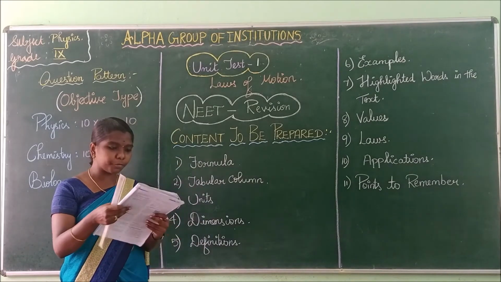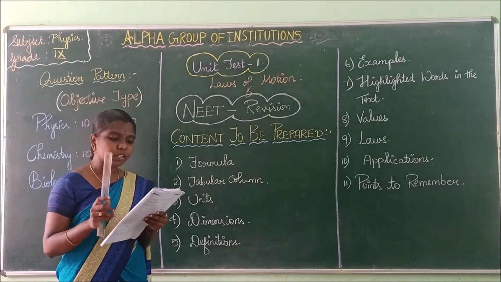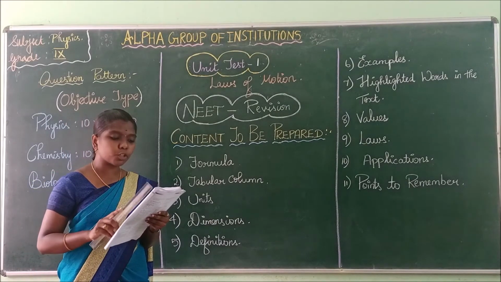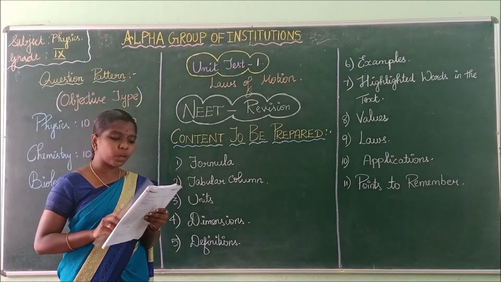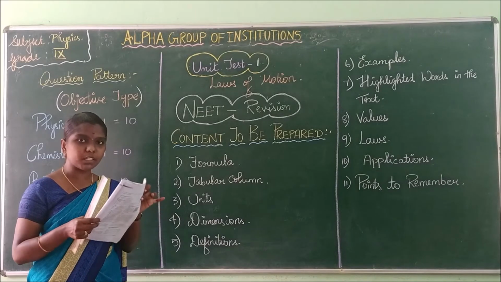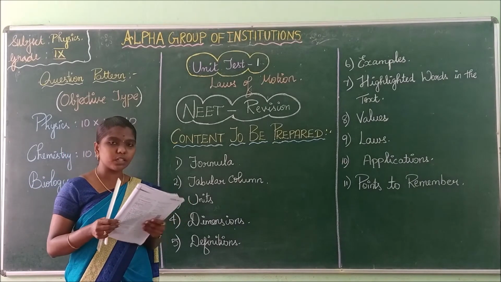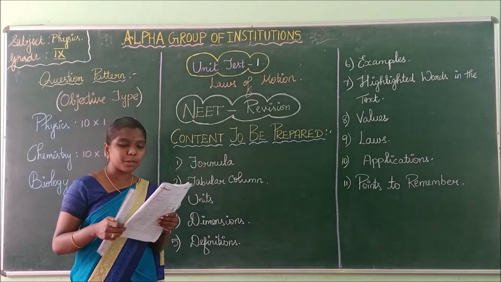Next, take page number 4. Read the tabular column that is given: action of forces, diagram, and resultant force. You need not see the diagram. Read only the action of forces and resultant force. You will receive one question from this tabular column, so read it carefully.